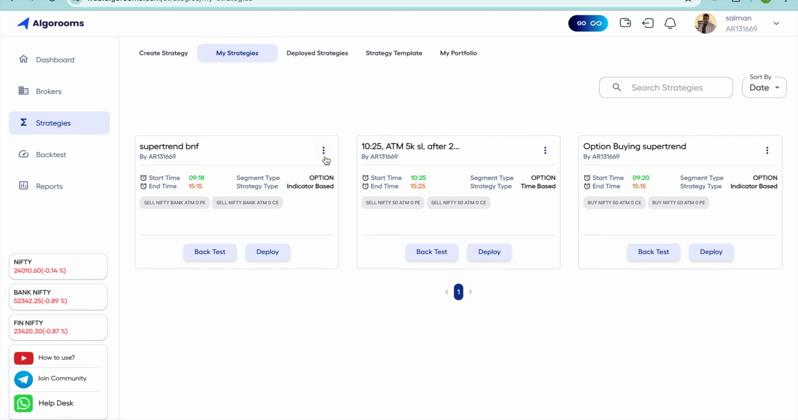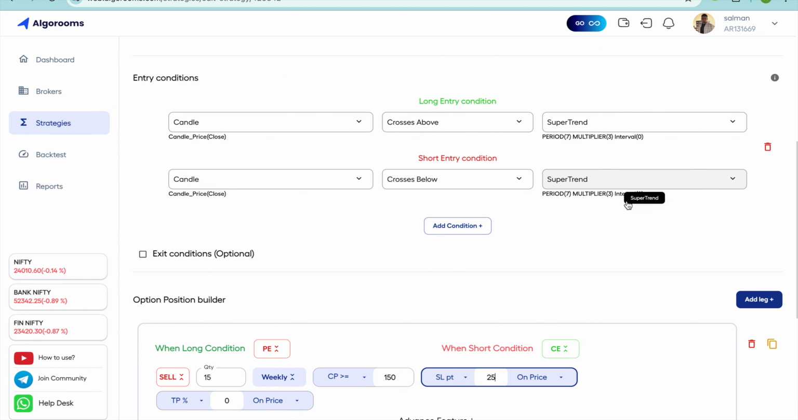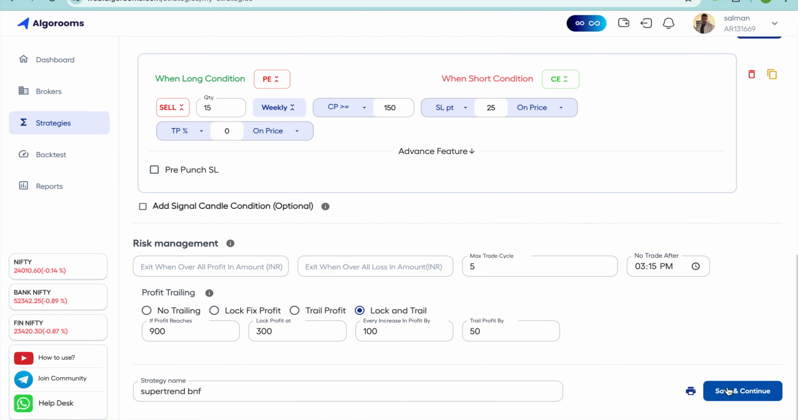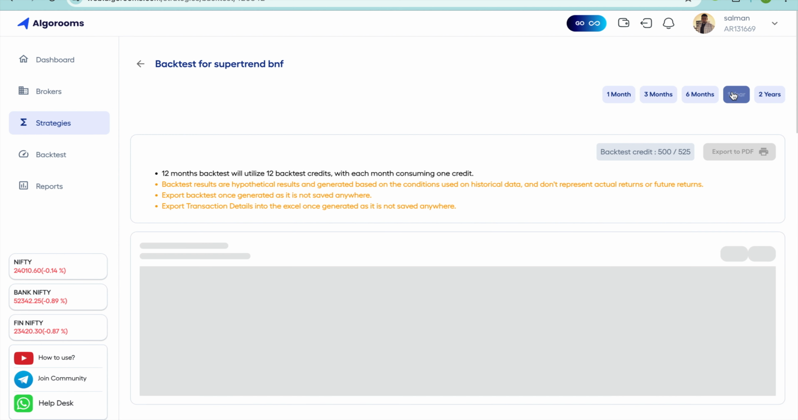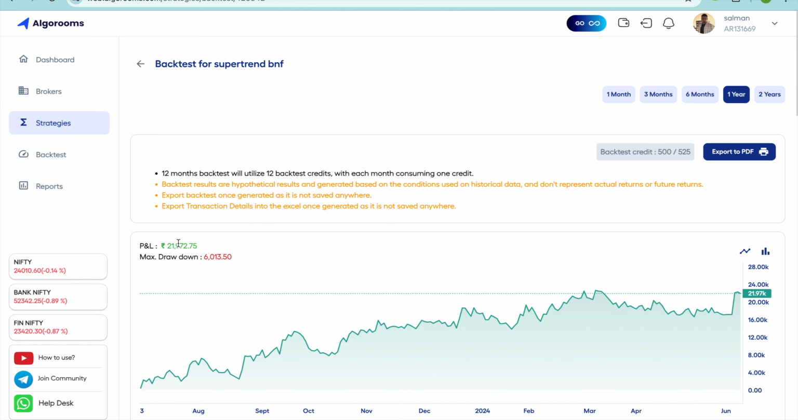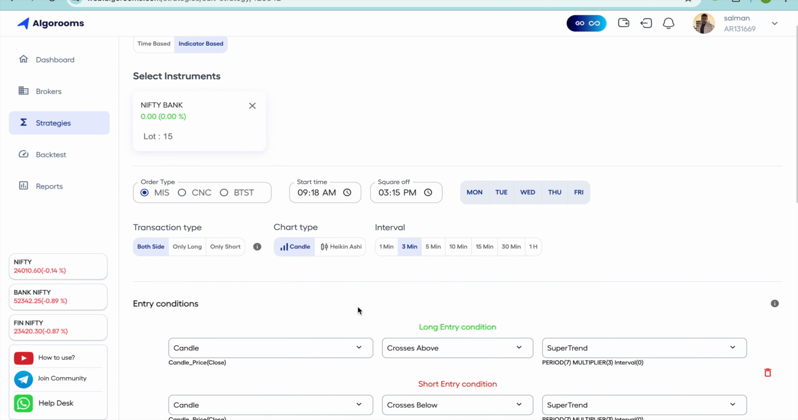If we go to strategies again and edit, let's give it some room, 25 probably. Let's save it again and see the backtesting results for 1 year. The P&L has come down further, so we have to give it more room to go around.